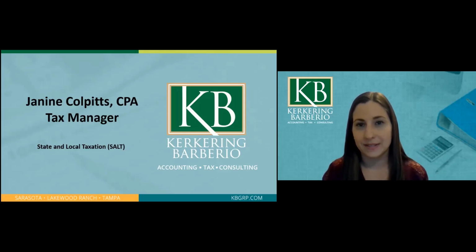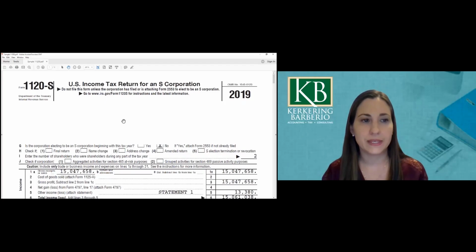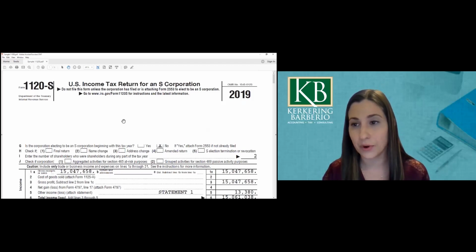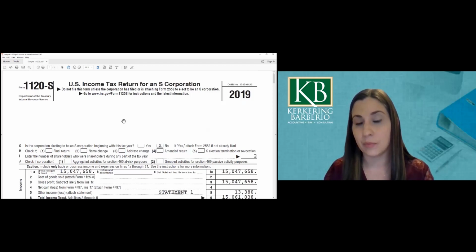My primary work focus is business entities, including C and S corporations and partnerships, and these entities file annual tax returns, and I'm going to show you some of the forms they file right now. This is Form 1120S, and this is a form that an S corporation files. An S corporation is a pass-through entity, and what that means is the income that is reported on the tax return passes through to the owner shareholder and is reported on their individual return.